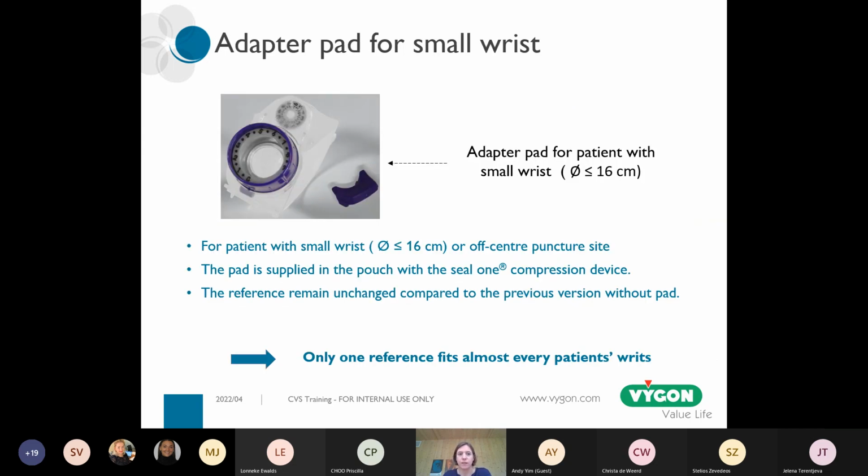This adapter pad is in the pouch, so you have only one reference which fits almost every patient. All the competitors have two references, for example.